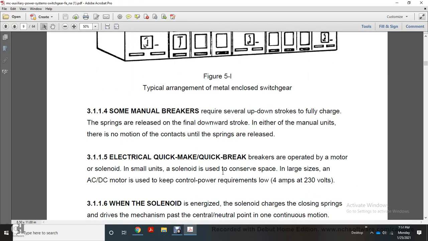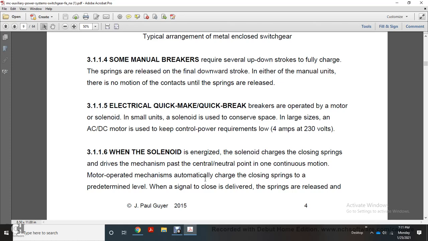Electrical quick make and quick break are operated by motor or solenoid. A small unit with a solenoid is used where space must be conserved. A large size AC/DC motor is used with the key control requirements. The load is as low as 4 amps at 230 volts.